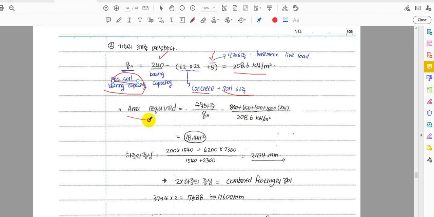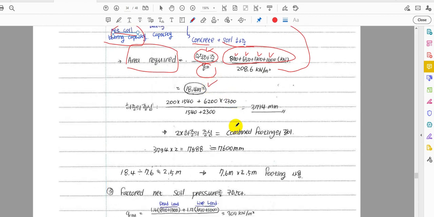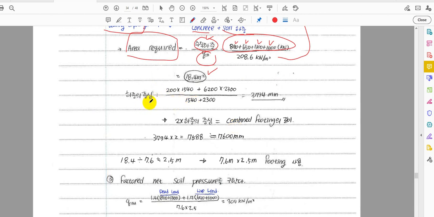And we need to calculate the required area, and when you calculate the required area, we need to know the vertical load, right? And this is unfactored as well. So you add the service load right there, the unfactored load, and divide by the calculated net bearing capacity right here. You put them right there, and you get the total area you may expect to have for designing this combined footing. And here you need to calculate the load center.